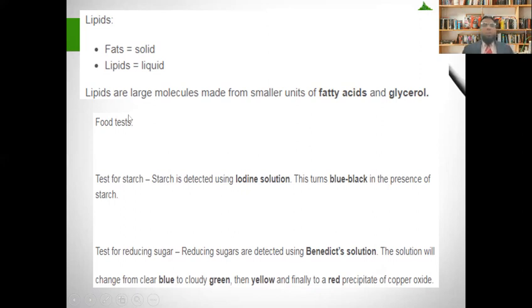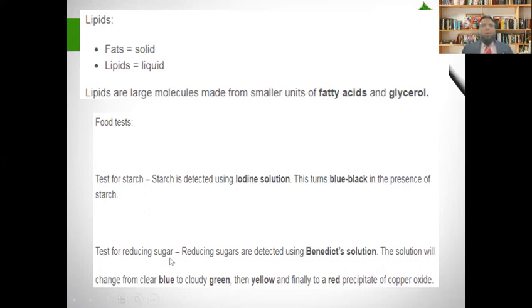Now we are going to discuss the food tests. See the first food test, the test for starch. Starch is detected using iodine solution. If you put 1 or 2 drops of iodine, the color turns blue-black, because the normal color of iodine is brownish red. So if there is starch in any food sample, the color of iodine turns blue or black.